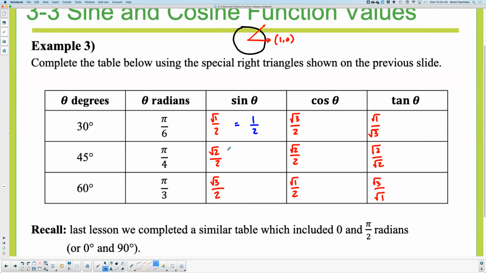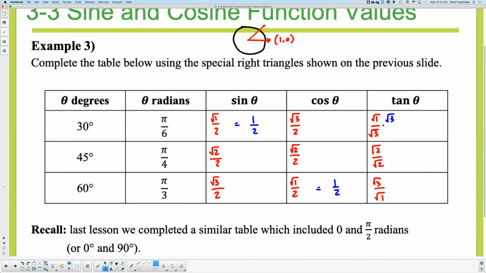Is it already simplified or can it simplify? It's already simplified. You could do the equals. I'll just leave it here. What about this one? Already simplified. Okay, what about here? Simplified here? What about here? 1 over 2. Okay, what about this one? Would I leave it this way?